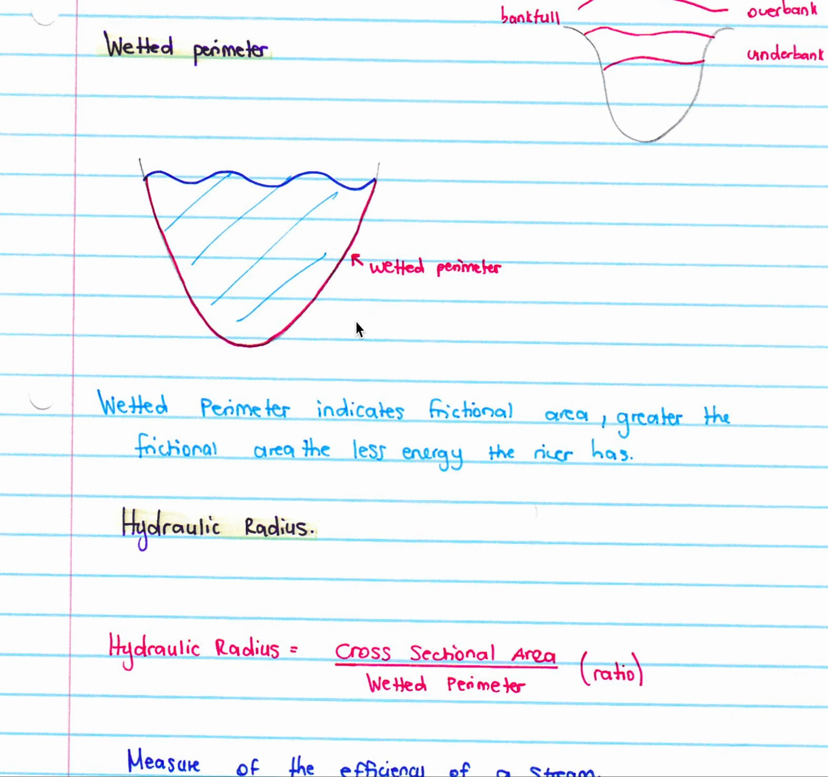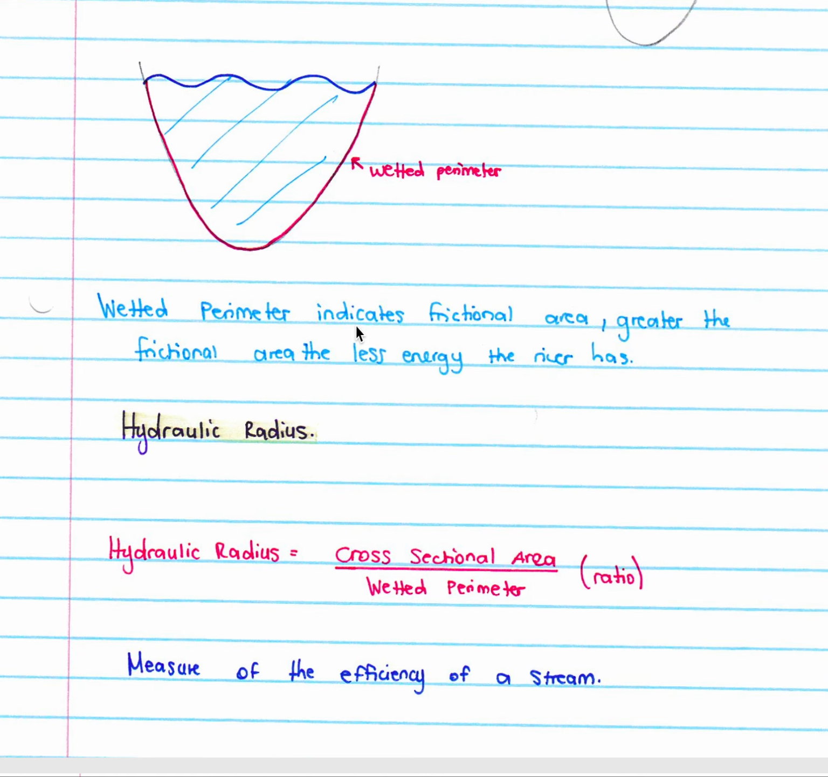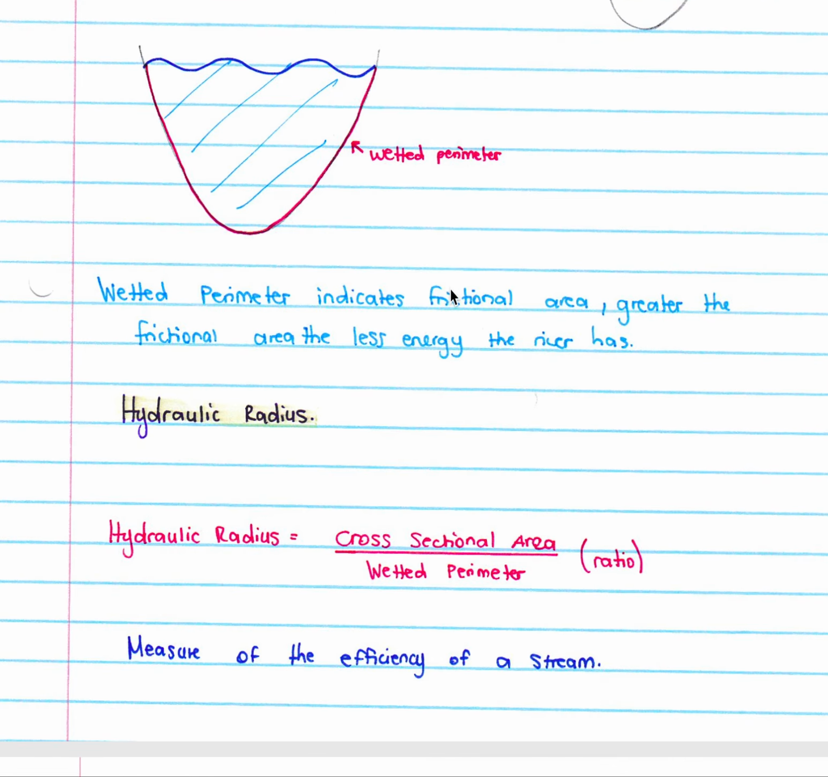We can use our wetted perimeter to calculate a hydraulic radius, which is a measure of the efficiency of a stream. Our hydraulic radius is calculated using our cross-sectional area over our wetted perimeter, which we use as a ratio, which simply tells us how much of our cross-sectional area is in contact with our frictional area, and therefore shows the efficiency of our stream.